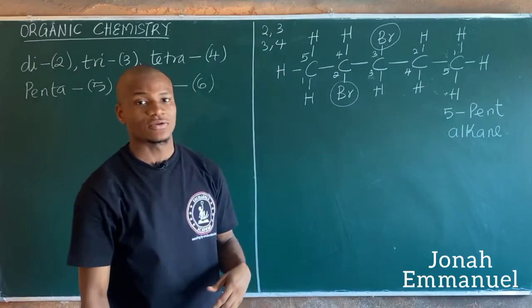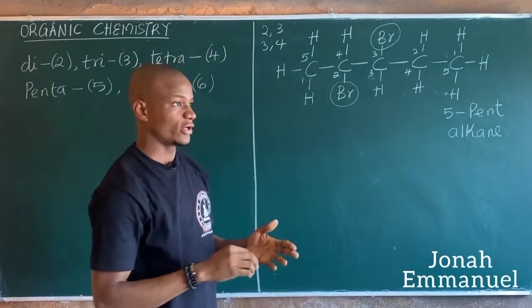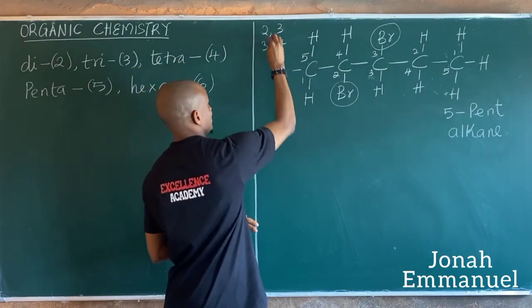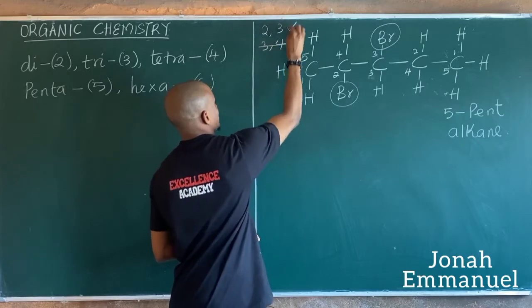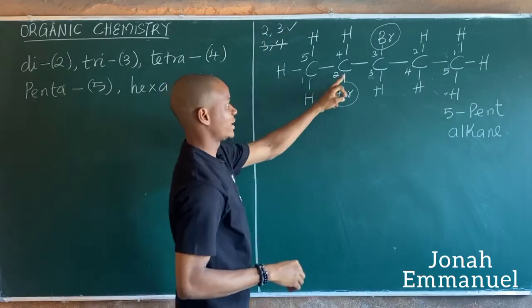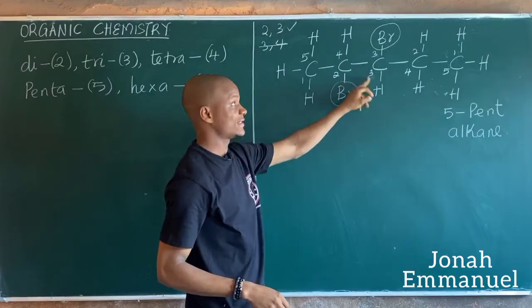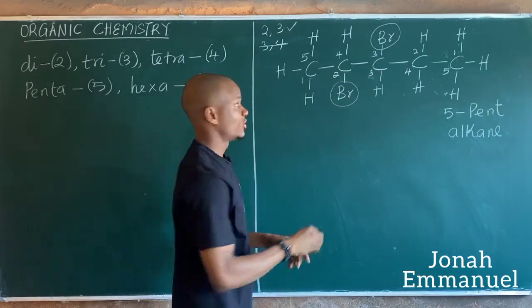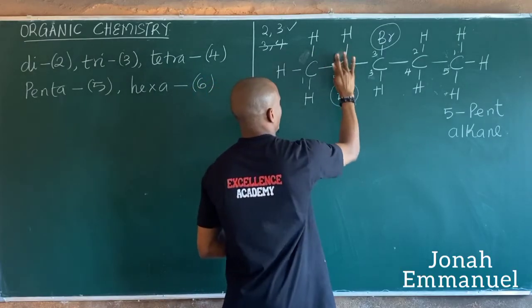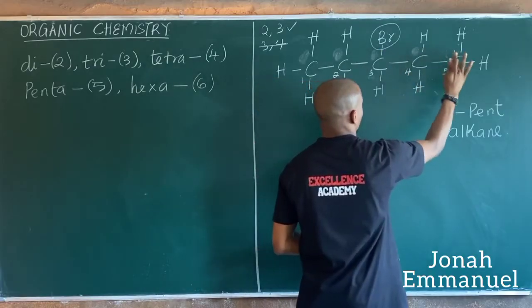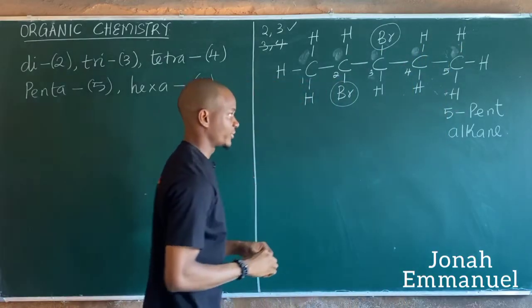We said the rule is that I'll take the least possible numbering. Between these two, my least is of course 2 and 3. So I'll go with 2 and 3, my lower numbering. Hence, I'll take off the upper numbering, so these ones are off, and go with lower numbering.